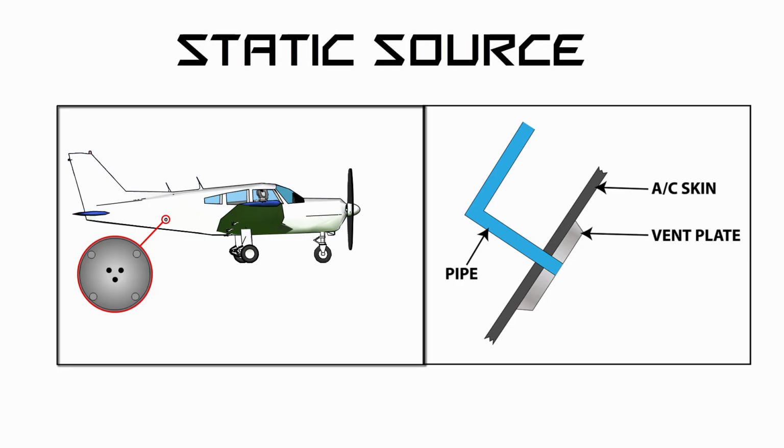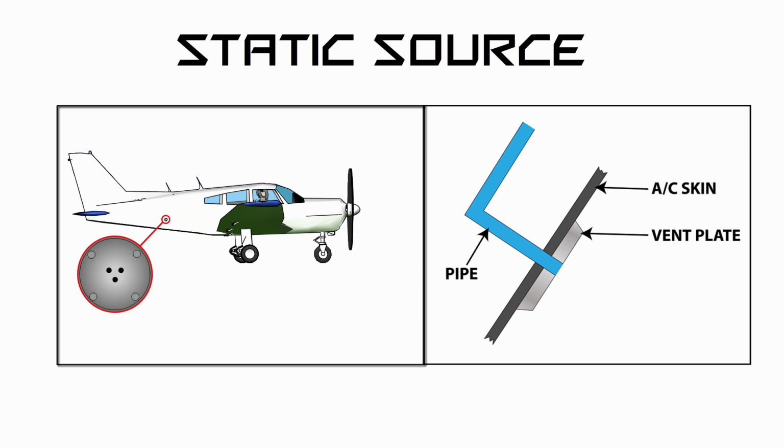Static source. The ambient pressure or static pressure is measured using a static source or static vent. The static source senses the static pressure of the atmosphere, which is undisturbed by the airflow. The source or vent is positioned on the aircraft where the airflow is undisturbed by its passage, and with its entrance perpendicular to the airflow. The vent is designed not to disturb the airflow passing through.